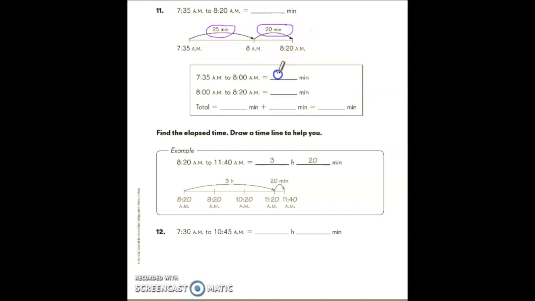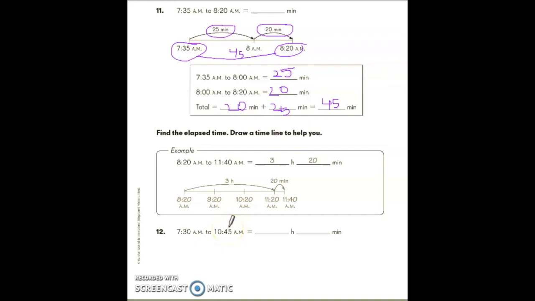So I'm going to write that down. 25 minutes and then an additional 20 minutes. So 20 plus 25, I'm pretty sure all of you know what the answer is going to be: 45 minutes. Now if you look at this, we know from 7:35 to 8:20, it's going to take us 45 minutes. Good. All right. Let's move on to the next one.